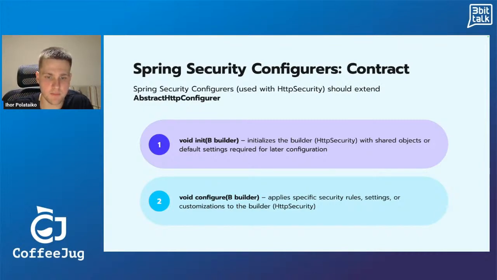Both of them receive HTTP security as an object, and the two methods exist basically because the pre-configuration happens between them. For example, if you want to register an authentication provider and you want an instance of provider manager based on the registration of this authentication provider, you would register the authentication provider in the init method. Then the pre-configuration happens, and based on the registration of the authentication provider, Spring Security will register a specific implementation of authentication manager, which is provider manager. And then in the configure method, you would be able to leverage that.